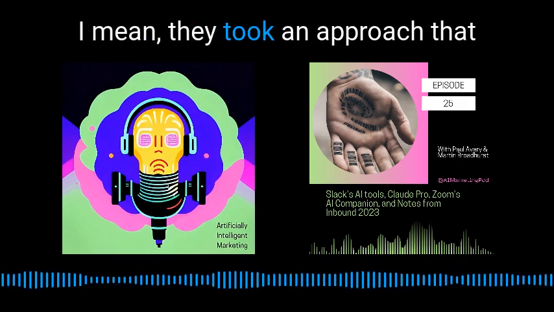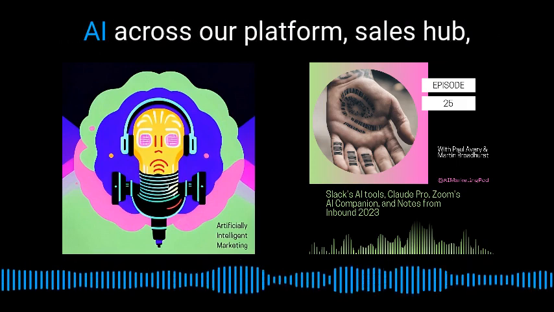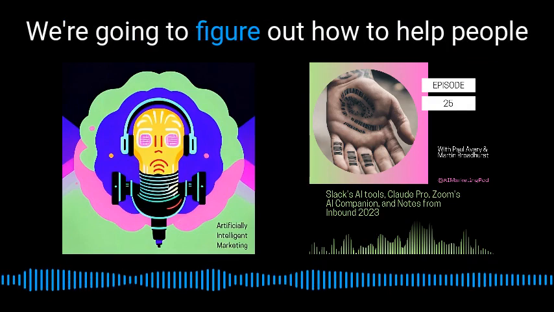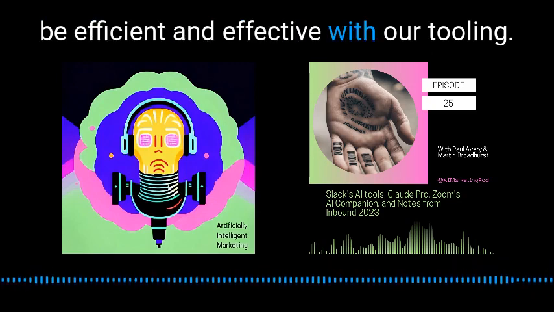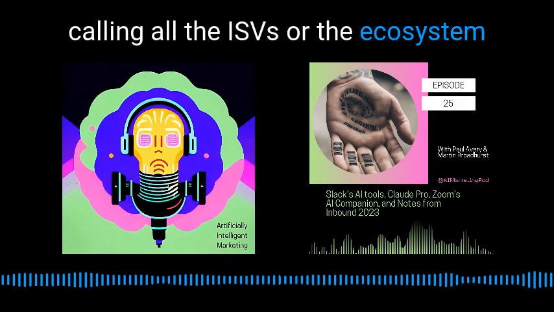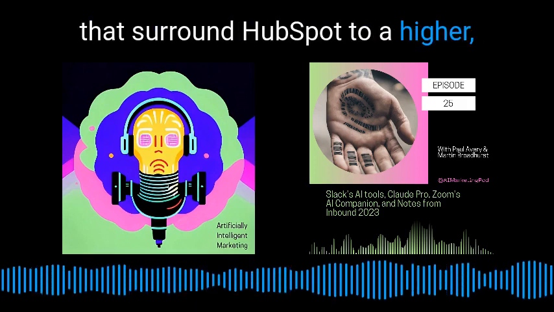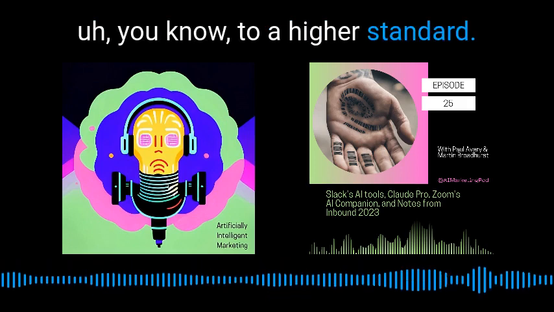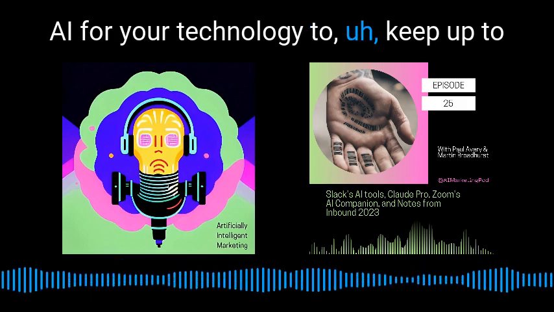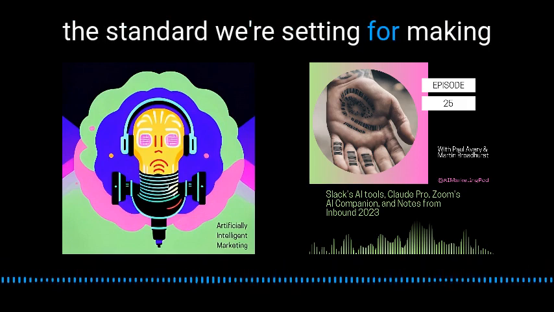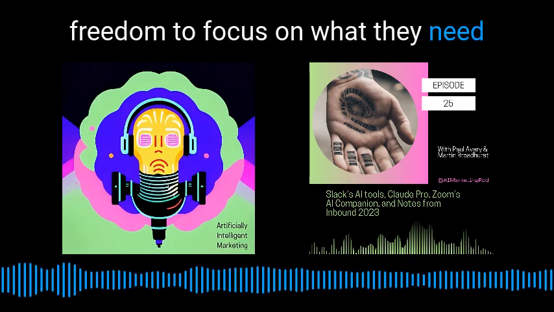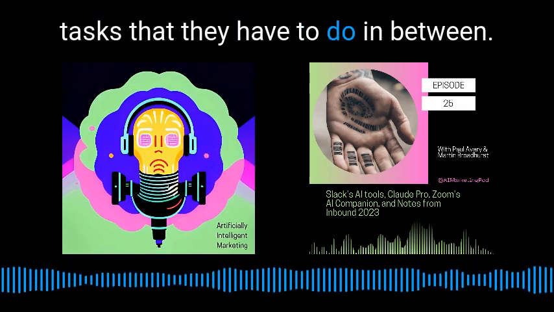I mean, they took an approach that was, hey, we're going to use generative AI across our platform, Sales Hub, Marketing Hub, CS Hub, all of the hubs. We're going to figure out how to help people be efficient and effective with our tooling. Really, I think what it's doing is it's calling all the ISVs or the ecosystem that surround HubSpot to a higher standard. Like, how are you guys going to leverage AI for your technology to keep up to the standard we're setting for making lives easier, giving people the freedom to focus on what they need to focus on rather than all the menial tasks that they have to do in between?